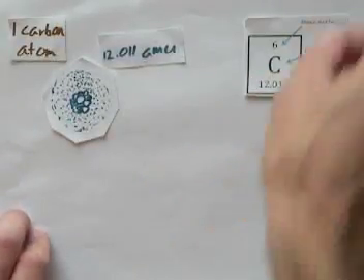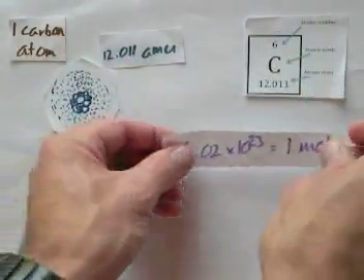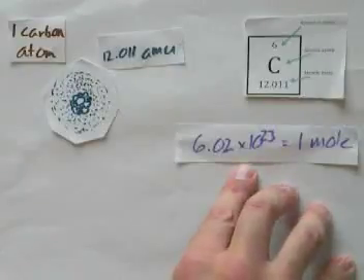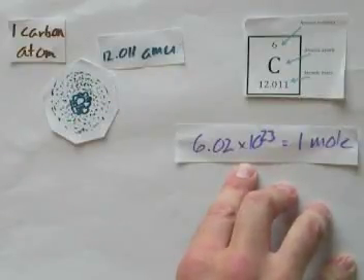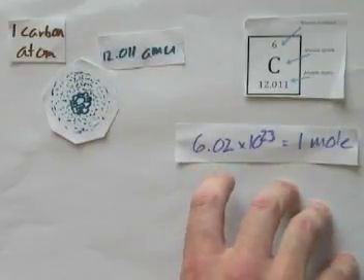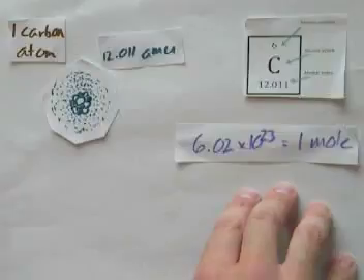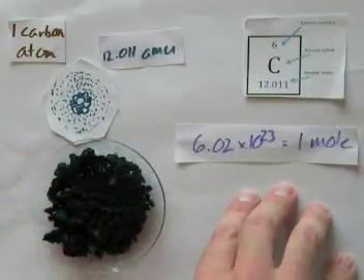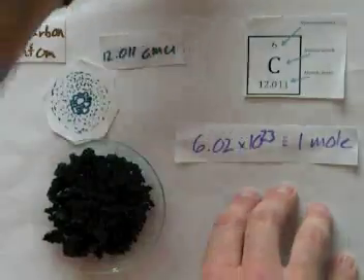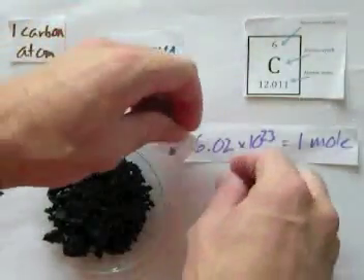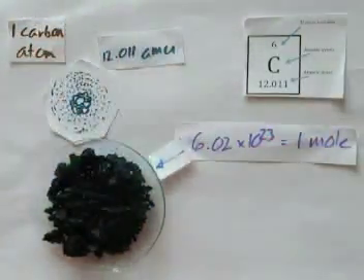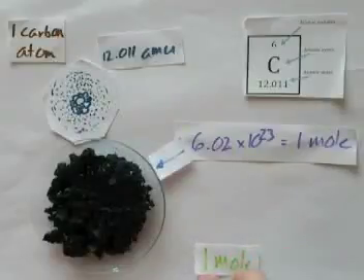Pretty straightforward. Now recall that a mole is 6.02 times 10 to the 23rd representative particles. Could be atoms, molecules, or formula units. In this case, I'm talking about atoms. Recall, this is a very, very big number, but I happen to have a sample of it right here. This is 6.02 times 10 to the 23rd carbon atoms. Just so we don't forget, I would be right in saying that this is 1 mole of carbon.